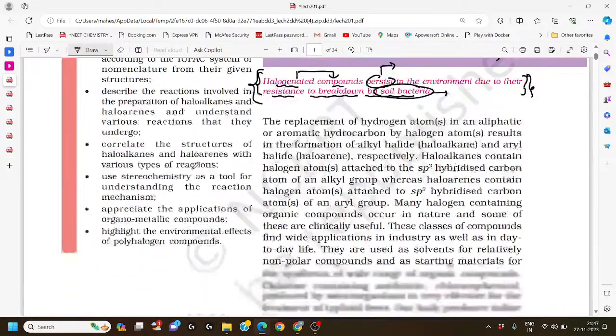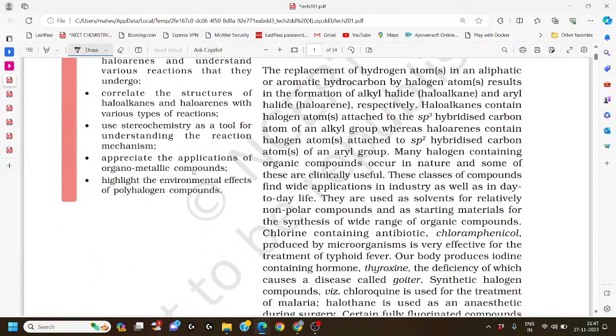Now let us try to understand the main concept we discussed on the whiteboard, which is present in these lines. The replacement of hydrogen atoms in aliphatic and aromatic hydrocarbons. Aliphatic means a straight chain. Aromatic means a ring. The best example of a ring is benzene. Hydrocarbons, when hydrogen is replaced by halogen atoms, result in the formation of alkyl halides, which are called haloalkanes, and aryl halides, which are called haloarenes respectively. So what we discussed on the whiteboard is present here in line form.